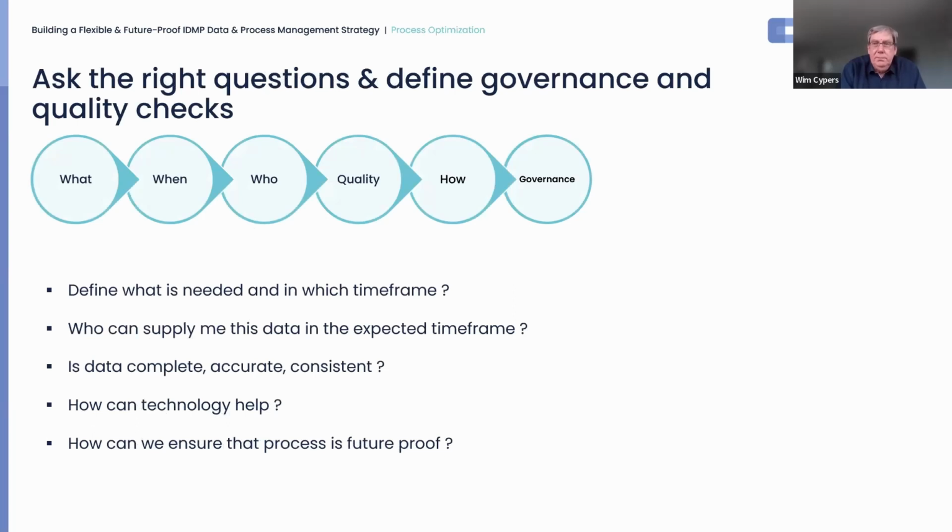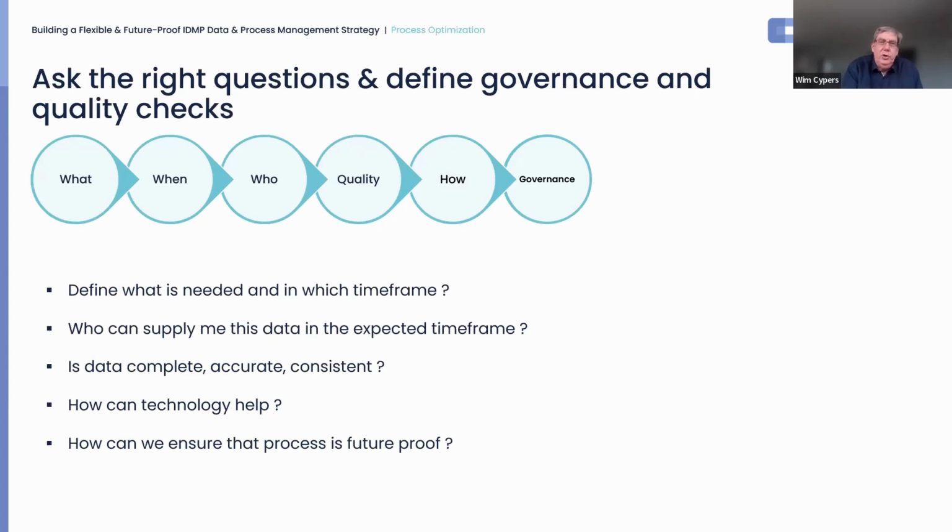I think some of the questions that you now need to ask up front here is that, of course, there are the what, when, who, the quality that you need to build in, how are we going to do it in governance. You need to think about all of those aspects when you're building your end-to-end process. But at the beginning, you really need to think about, and this is still a bit of a piece about the data, what is needed, who can supply me this information, is it complete, accurate, and consistent? So what technologies can I use? Those are all questions that we've asked last week in the data session.